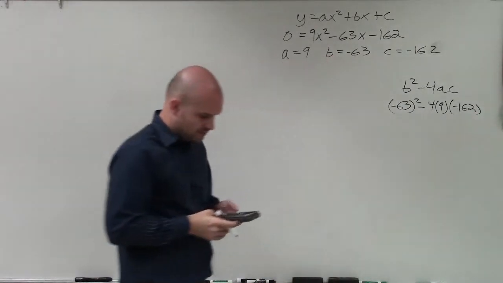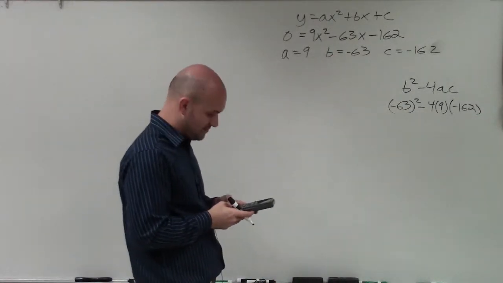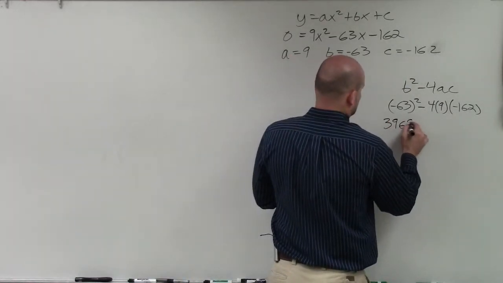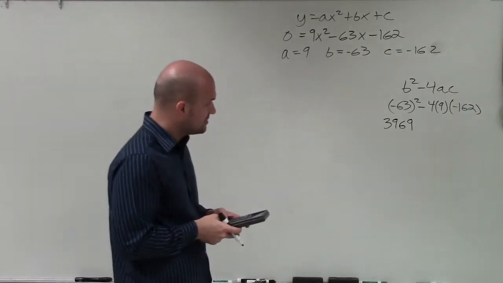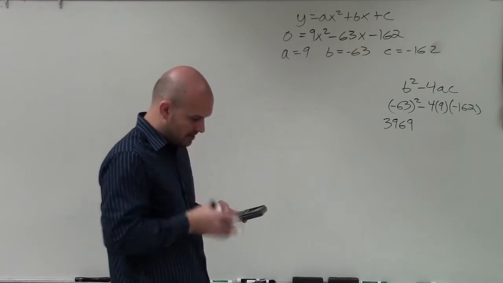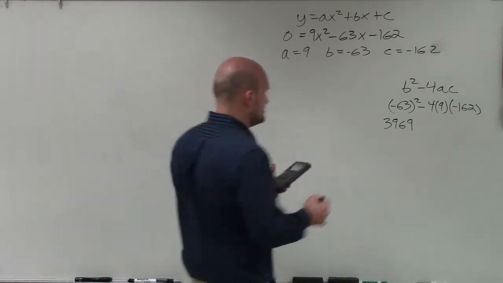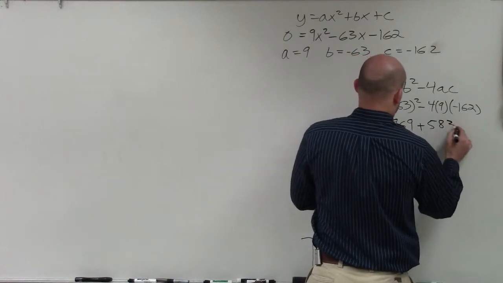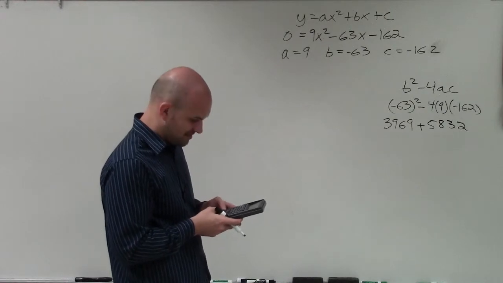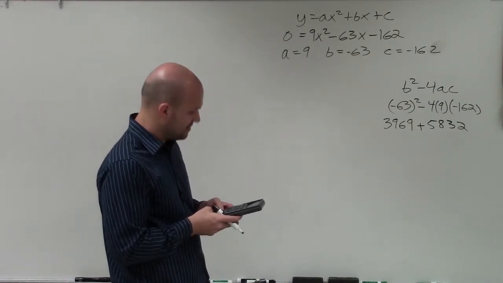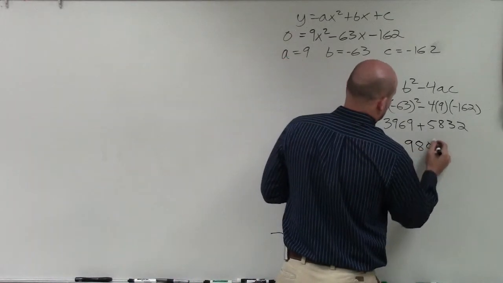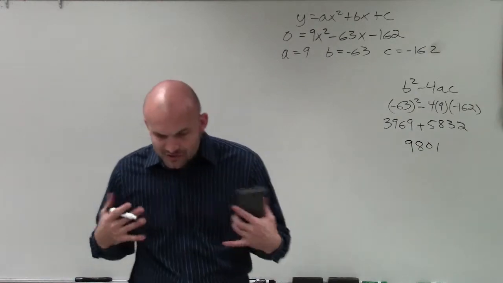Now I'm going to take negative 63 squared, and that's going to be 3,969. Then I take negative 4 times 9 times negative 162, and that becomes a positive 5,832. I could do it by hand, but I don't want to make mistakes and then have to go back and redo it. So I'll just use my calculator. So I have 9,801. That's going to be the value of my discriminant.